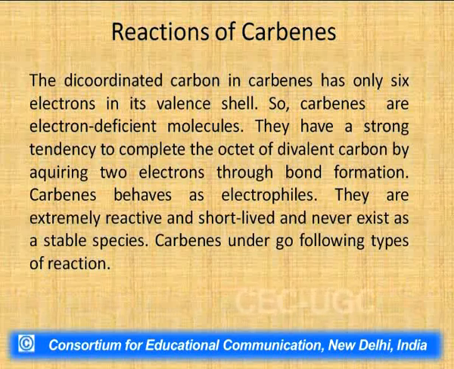Carbenes behave as electrophiles because of a deficiency of electrons. They are extremely reactive and short-lived and never exist as a stable species. Carbenes undergo the following types of reaction. Number 1, cycloaddition with alkenes.